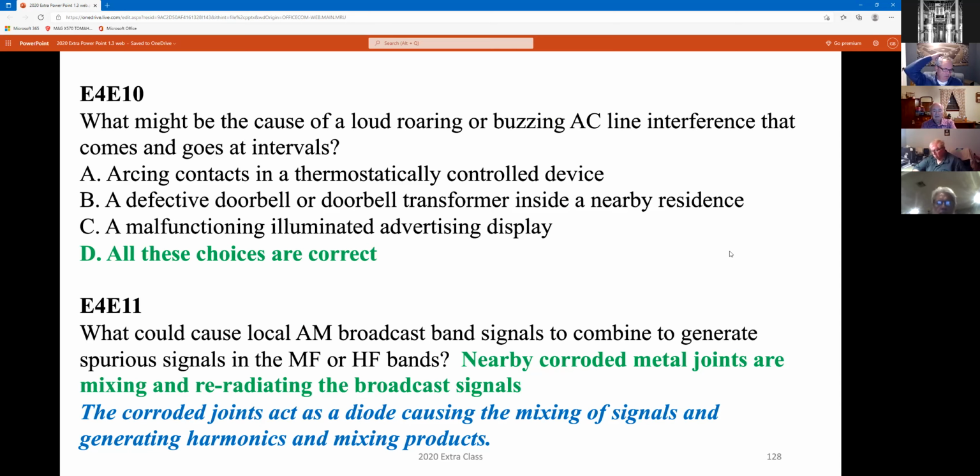What could cause local AM broadcast band signals to combine to generate spurious signals in the MF or HF bands? And that is nearby corroded metal joints are mixing and re-radiating the broadcast signals.